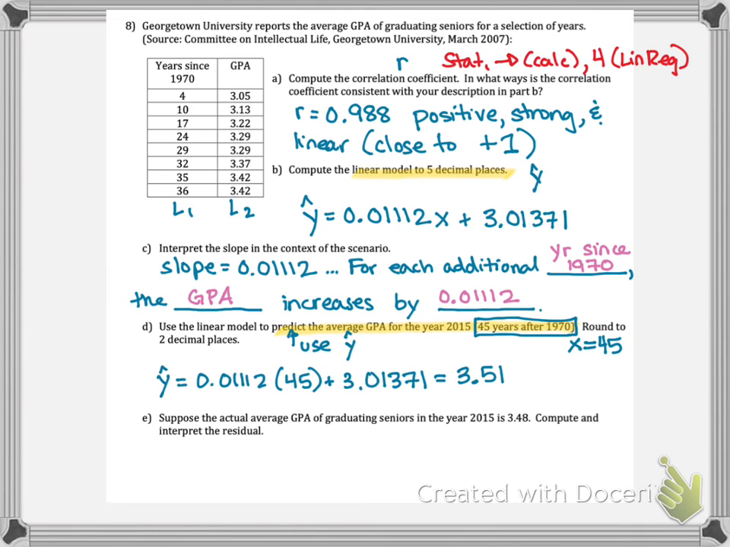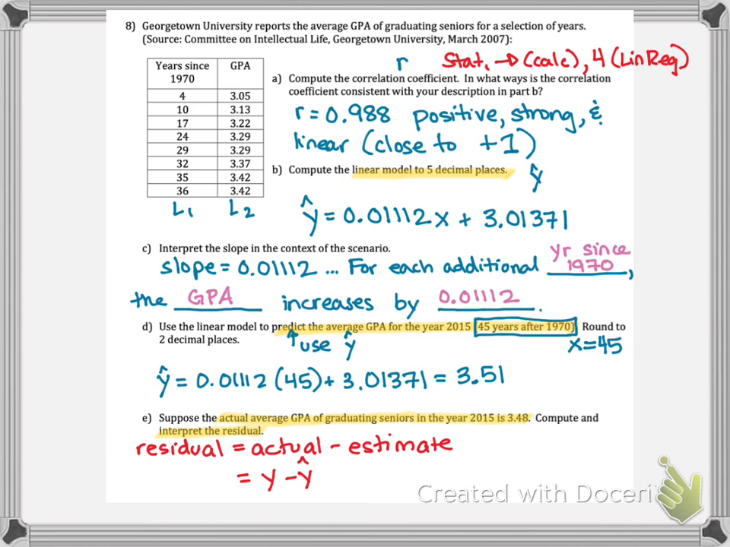Now, in part E, it says, suppose the actual GPA in 2015 is 3.48. Compute and interpret the residual. Okay, so real quick, before we even start talking about the first sentence, I'm going to write that a residual is equal to the actual minus the estimate. Or, if we prefer, that looks like y minus y hat.